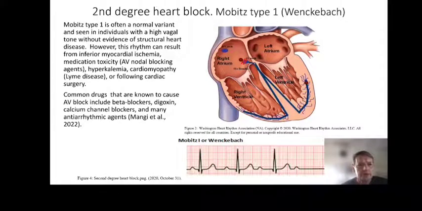Second degree heart block, Mobitz type 1, Wenckebach. Mobitz type 1 is often a normal variant and is seen in individuals with high vagal tone without evidence of structural heart disease. However, this rhythm can be the result of inferior myocardial ischemia, medication toxicity, AV node blocking agents, hyperkalemia, cardiomyopathy, Lyme disease, etc. Digoxin and calcium channel blockers can cause this as well.